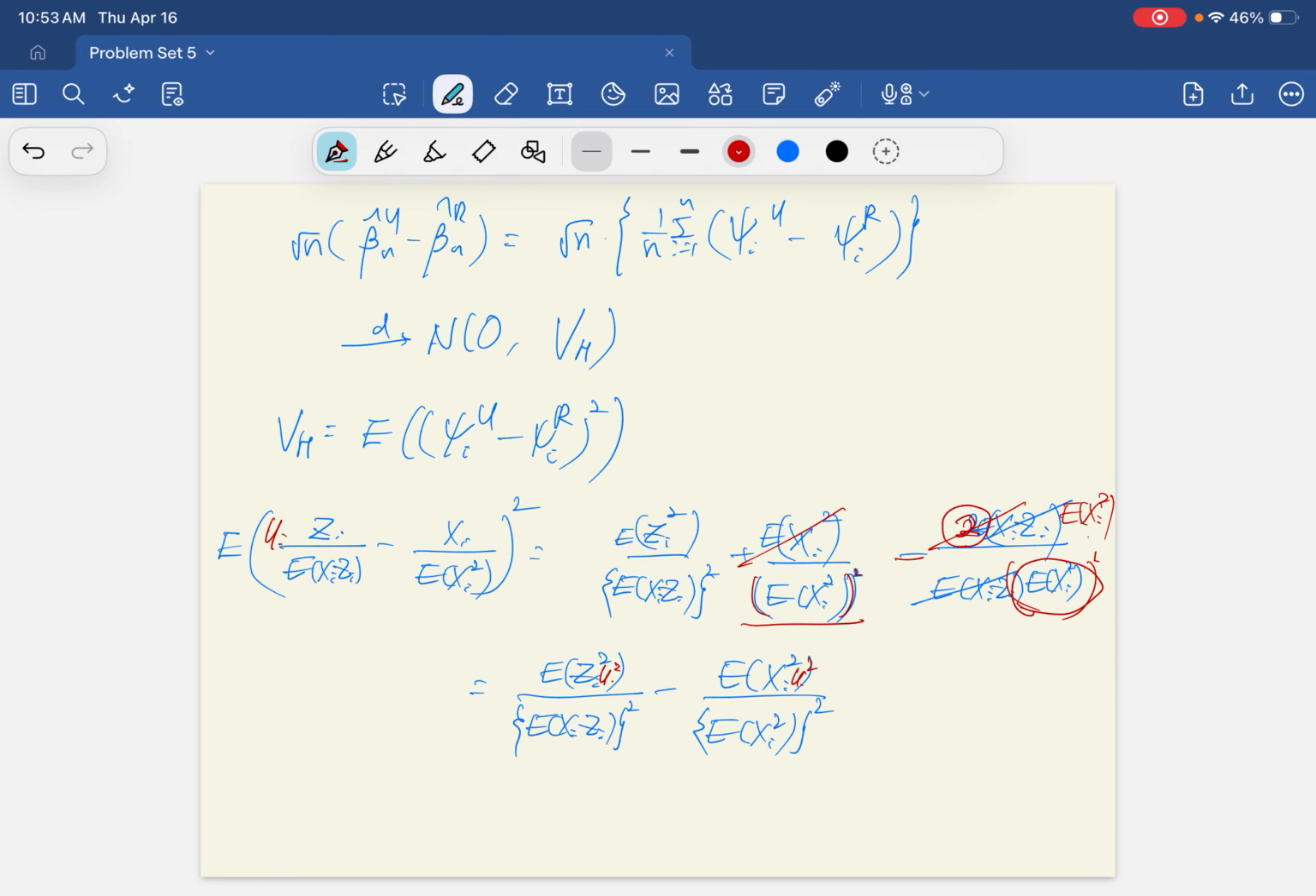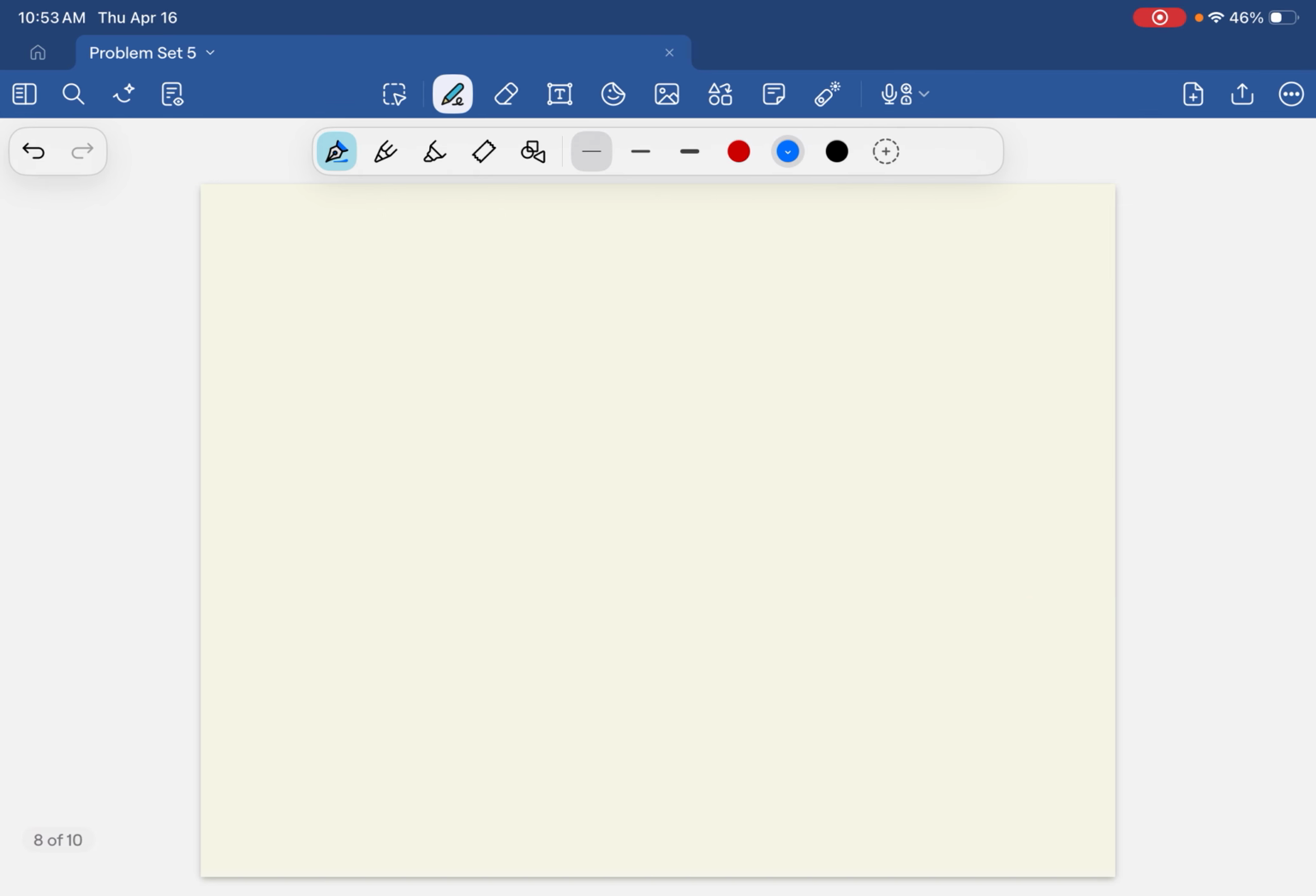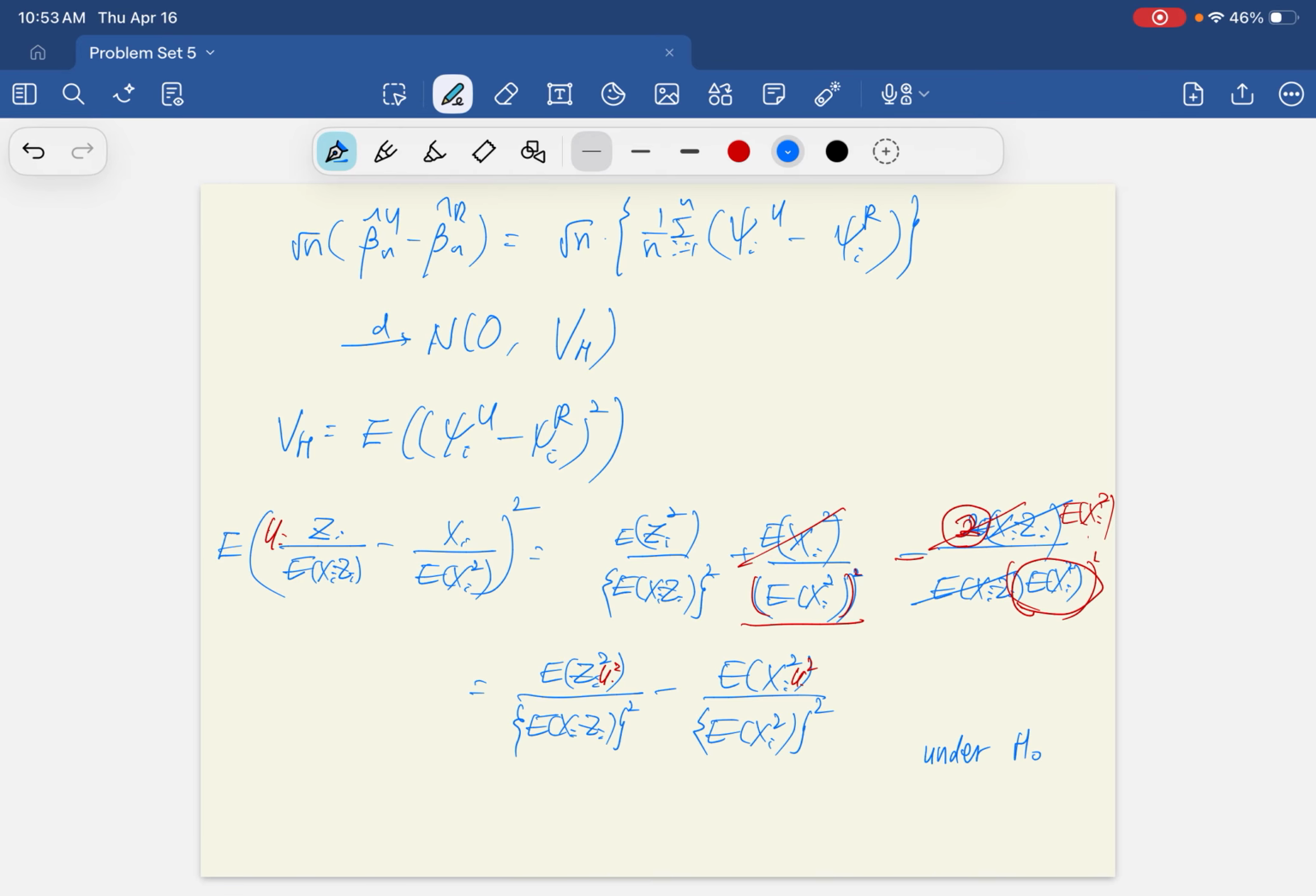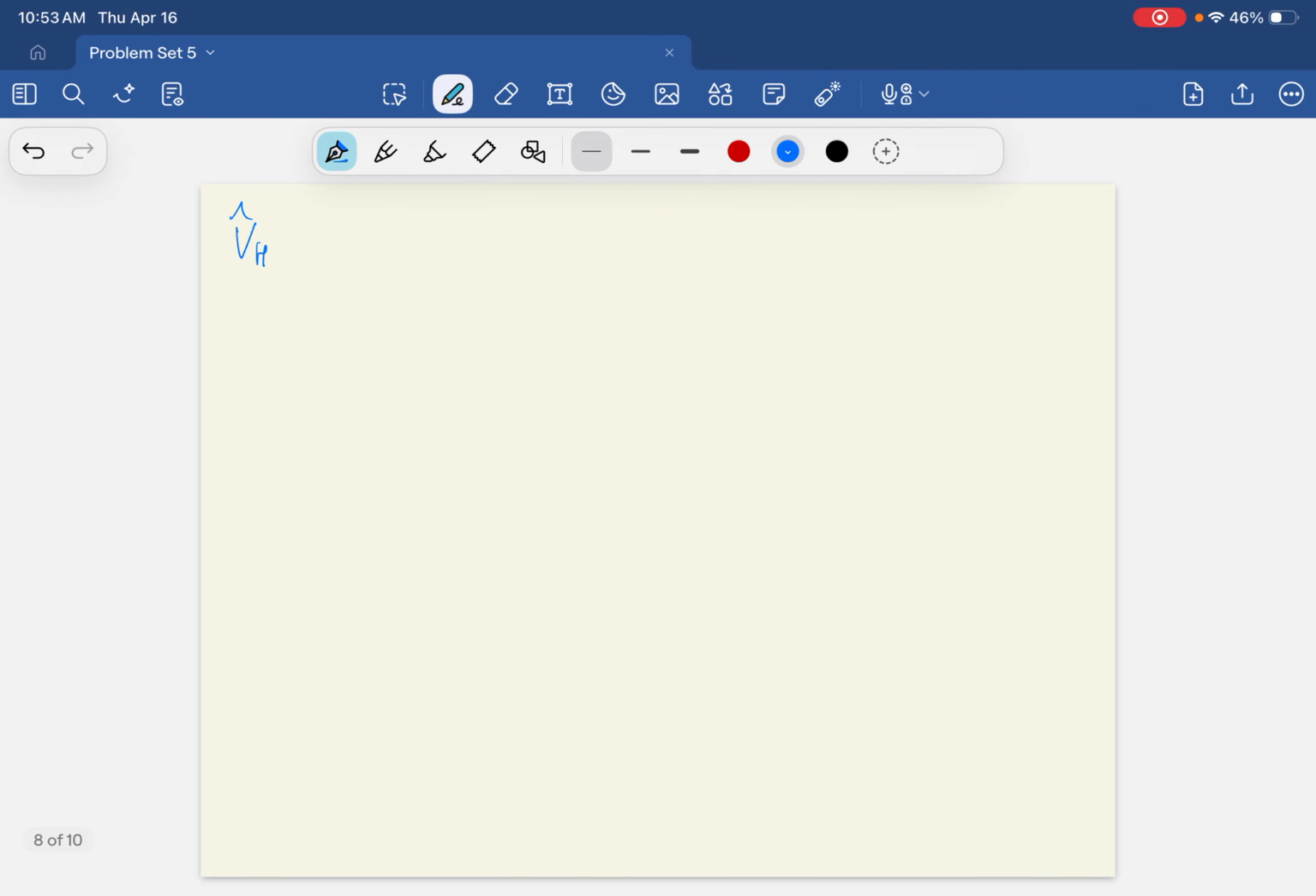Okay? So then, let's finally summarize. This is V_H. So you can easily calculate V_H hat. It is not that difficult. One more thing I didn't mention: this is true only under H0, right? So let's think about calculating V_H hat. V_H is expectation u_i squared z_i squared over expectation z_i squared x_i squared minus expectation u_i squared x_i squared divided by expectation x_i squared.